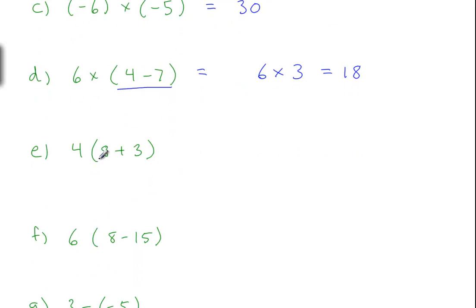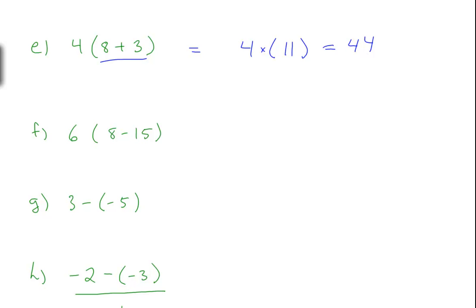Another one with brackets. 4 times (8 plus 3). We're going to do the brackets first. Okay, 8 plus 3 is 11. So this gives us 4 times 11. We don't normally see a little x or a big X or times when we have brackets because it's implied. If there's brackets between two numbers, it's implied that it's multiplied. Okay, so it means 4 times 11, even though you don't see the little multiplication symbol. That's 44.